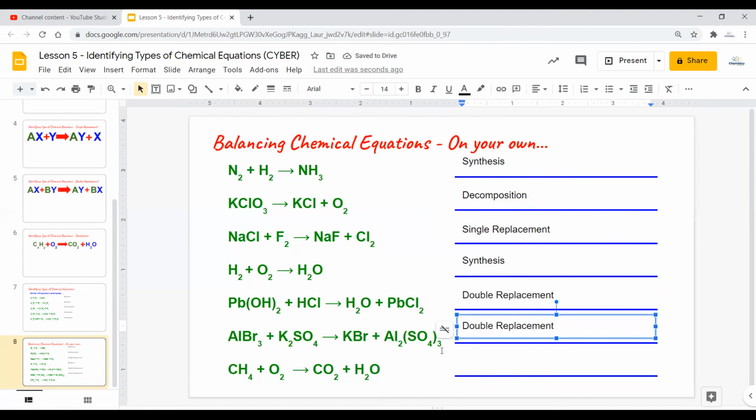And finally, our last example, we have methane, so it's carbon and hydrogen, combining with oxygen, giving us carbon dioxide and water. So if you guessed combustion reaction, you are correct.